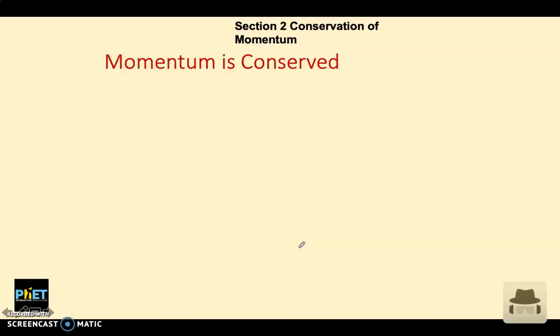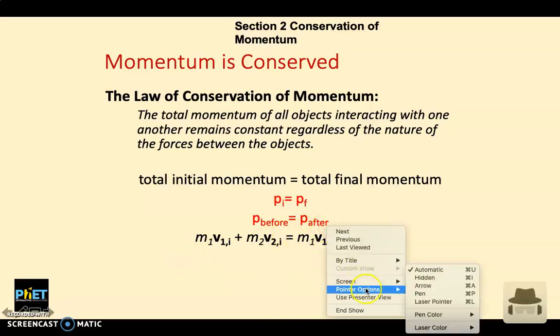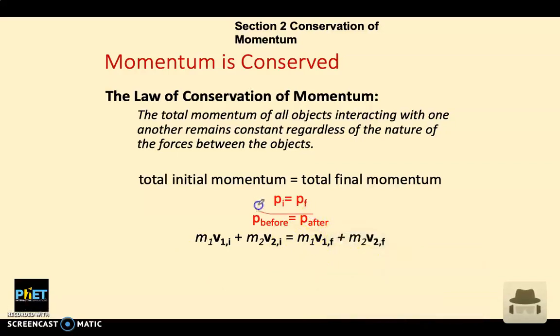Now, in section 2, we've studied the conservation of momentum. We said momentum is always conserved. The conservation of momentum states that the momentum before equals the momentum after, or initial momentum equals final momentum.